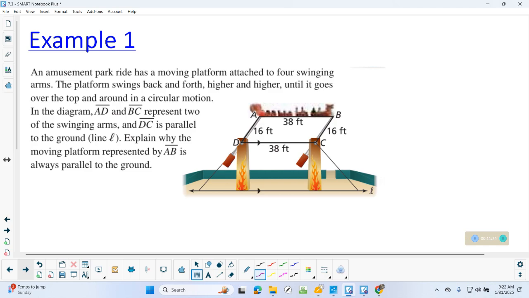So let's take a look at this. AB and BC are 2 of the arms. DC is parallel to the ground. So DC, you can see, just to point it out, to the ground. So hopefully you can see those little triangles on there for the parallel. So here is the question. Explain why the moving platform, this quadrilateral, is always parallel to the ground.